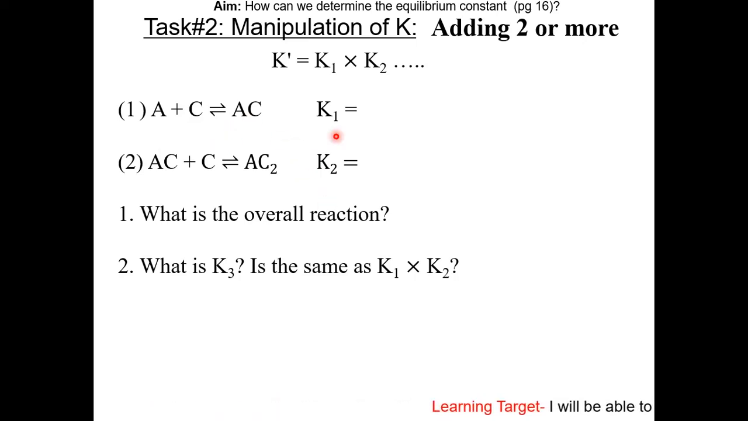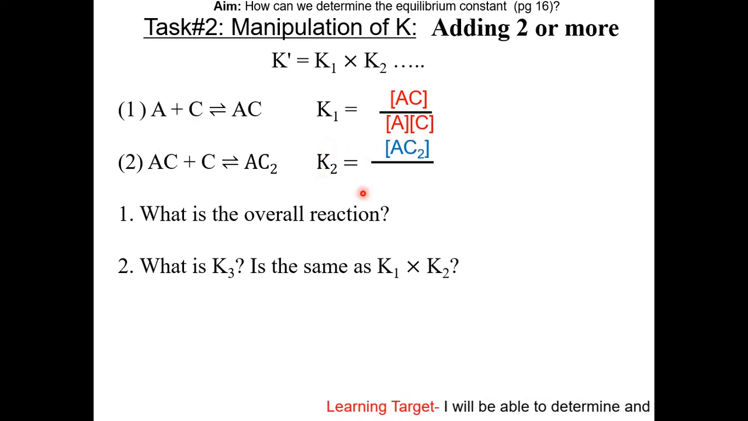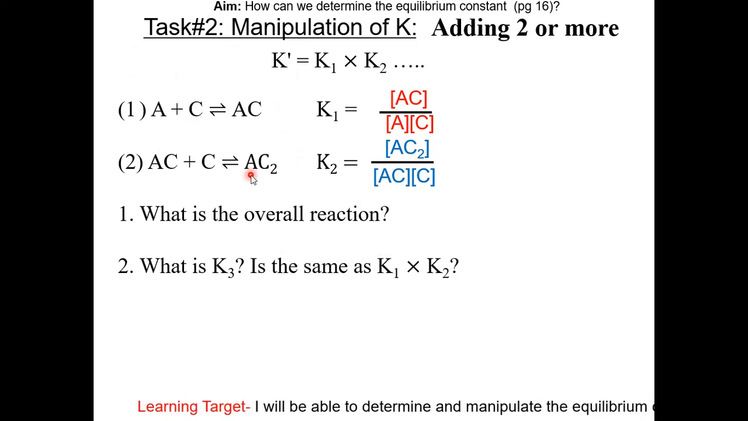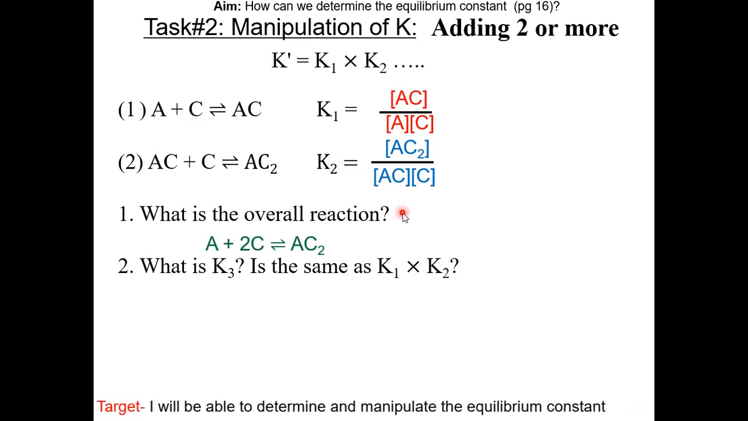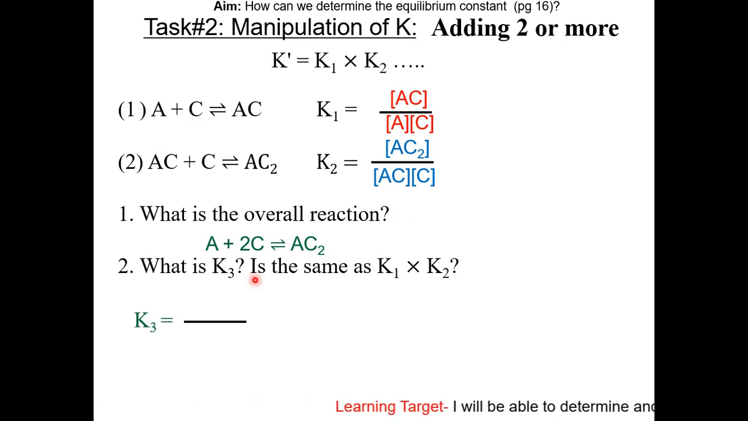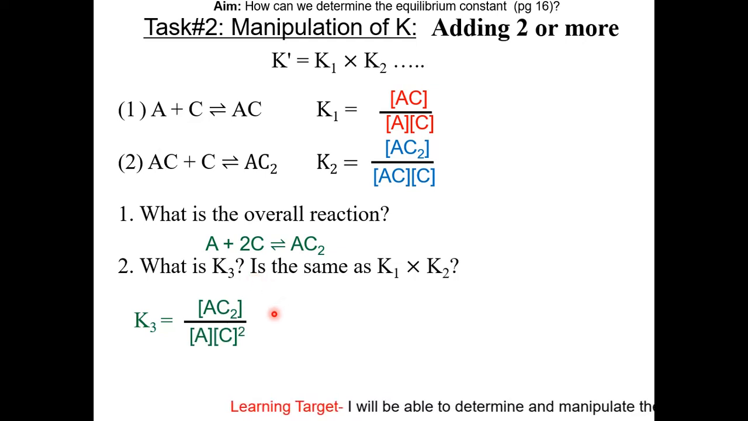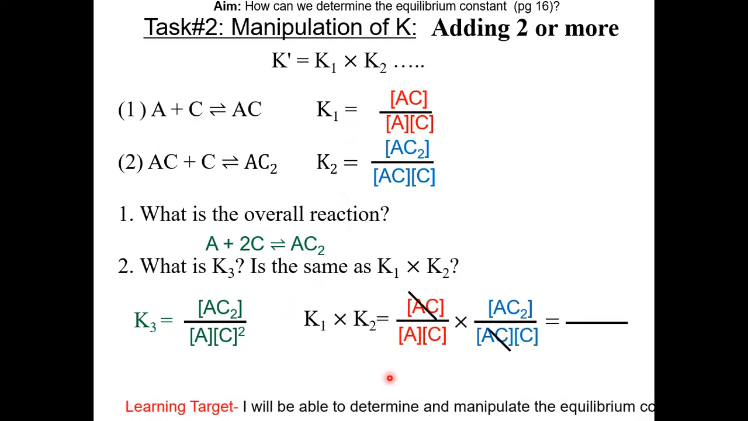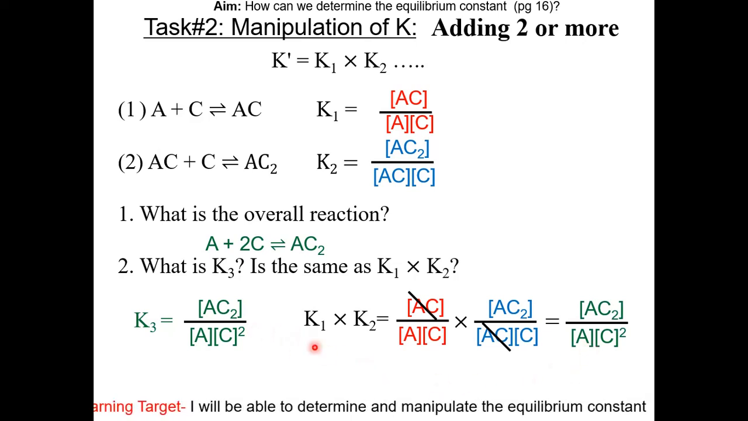So K1 is equal to AC over A times C. K2 is equal to AC2 over AC times C. Let's say you want to figure out the K constant of the overall reaction. All you need to do is multiply K1 and K2. Or you can write out the overall reaction and figure out the K constant from that. The K constant of the overall reaction should be AC2 over A times C squared. This K constant should be the same as K1 times K2. Notice they are the same.